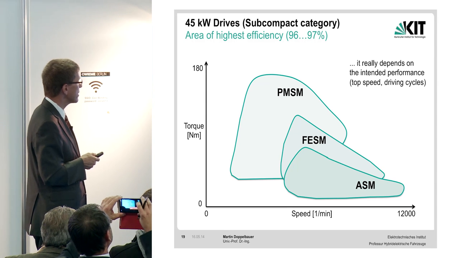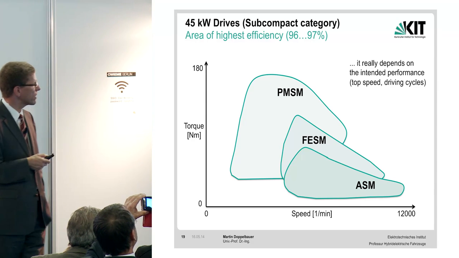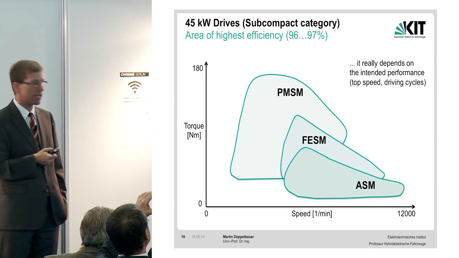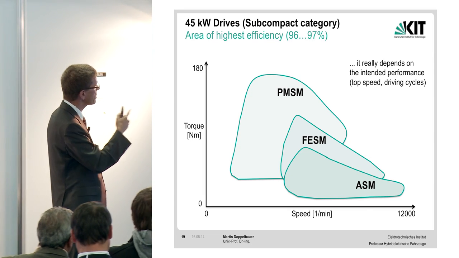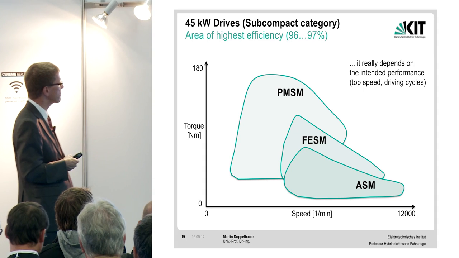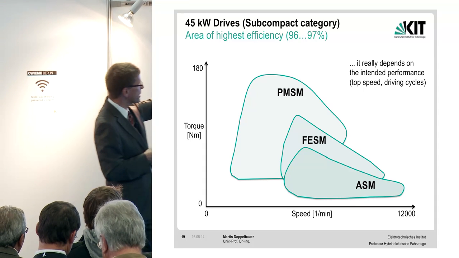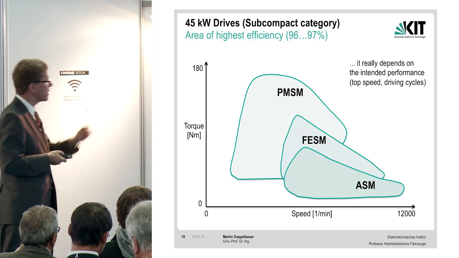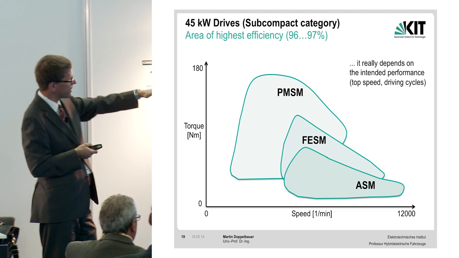Here you see the comparison, and this I would say is a more typical picture that you would expect from such a comparison. Again, these are the areas of highest efficiency. Permanent magnet machine, good at high torques, not so much in the low speed range. Field winding machine, and then induction machine.